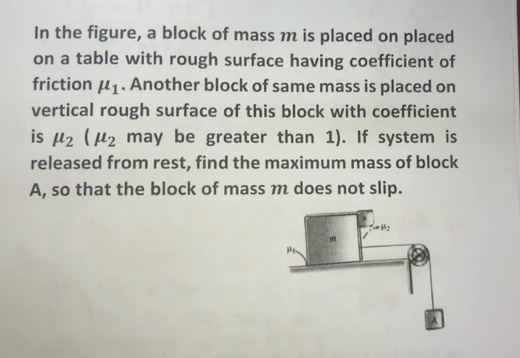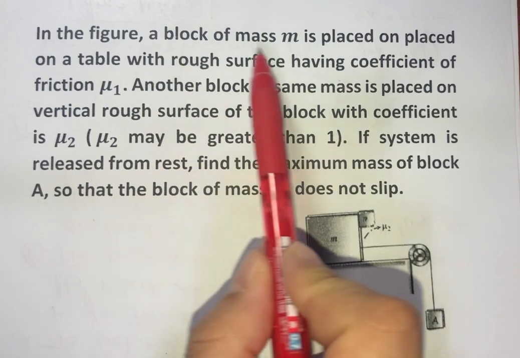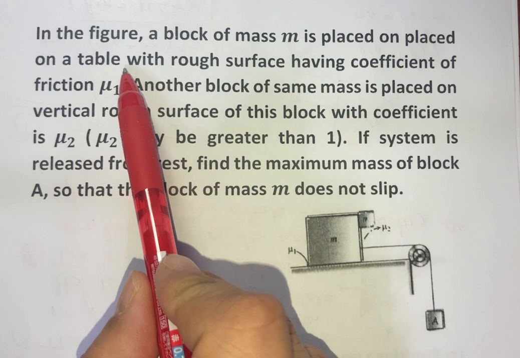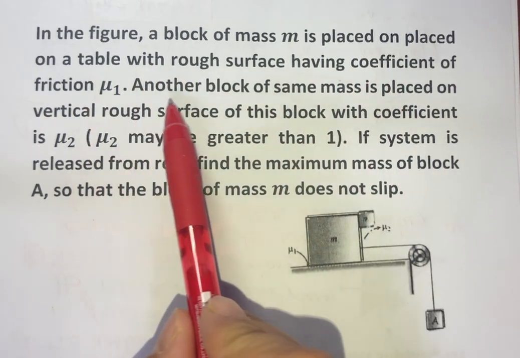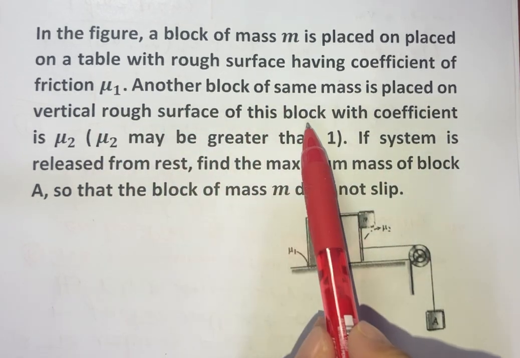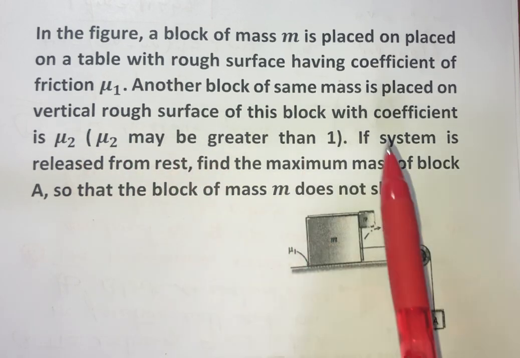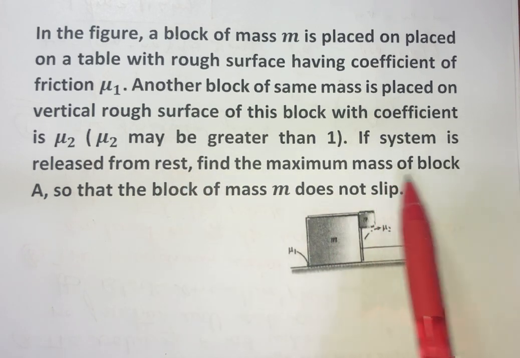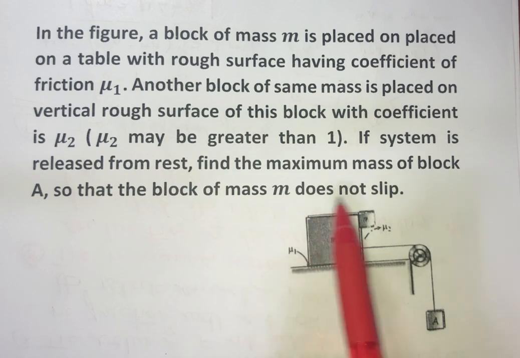Hello friends, today's question. In the figure, a block of mass m is placed on a table with a rough surface having coefficient of friction mu1. Another block of the same mass is placed on the vertical rough surface of this block with coefficient mu2, where mu2 may be greater than 1. If the system is released from rest, find the maximum mass of block A so that the block of mass m does not slip.